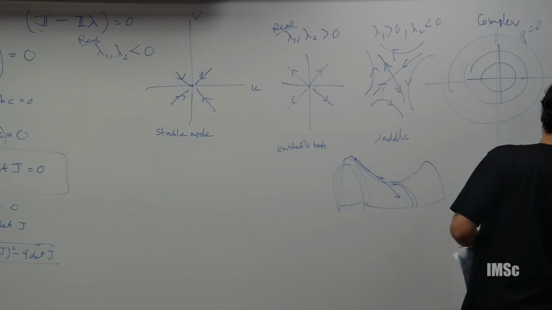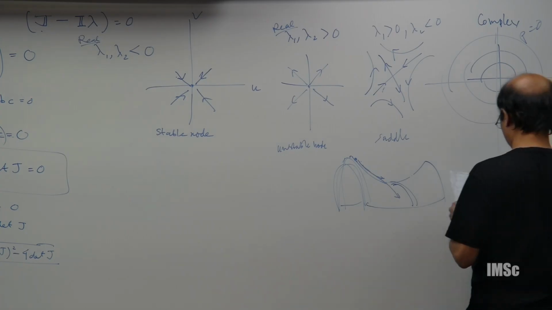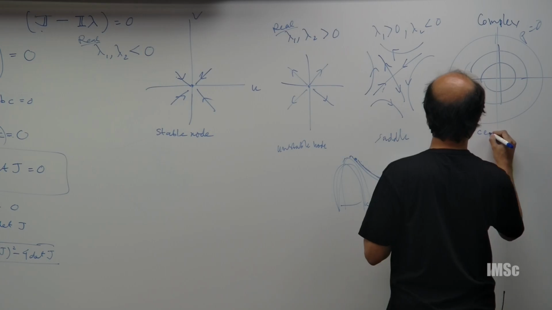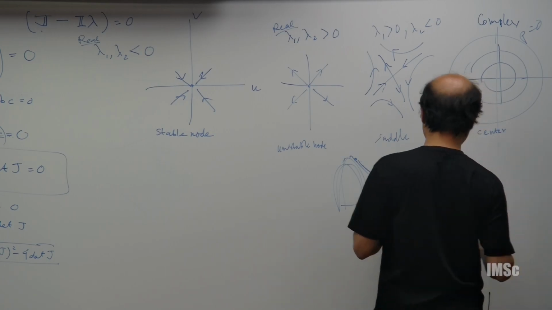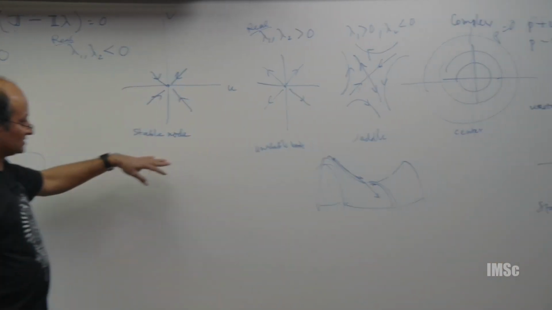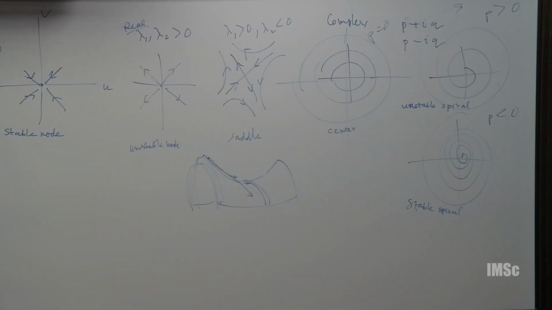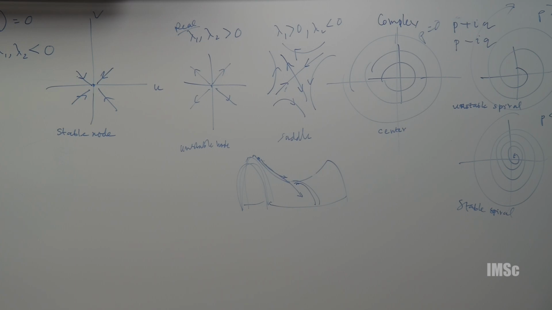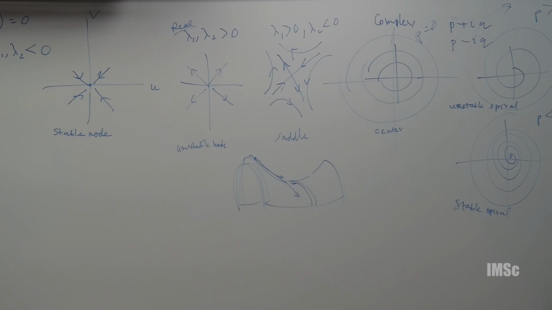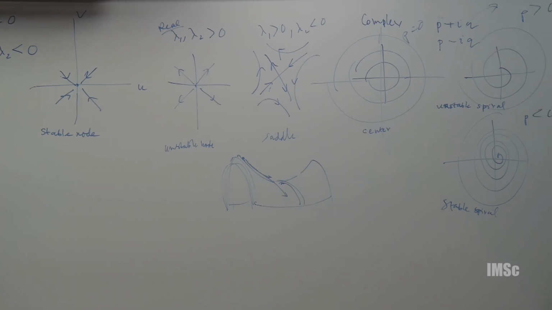This is called a stable spiral, and this is called a center. Okay. So that's more or less what you can have in a 2D linear system. You can have a stable node, unstable node, saddle, center, an unstable spiral and a stable spiral.